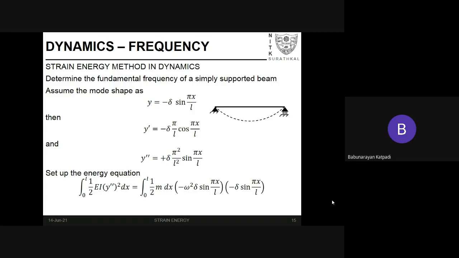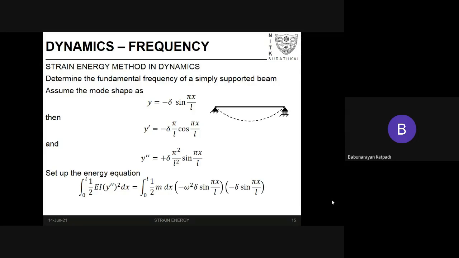So when you assume this mode shape and write the equation, you should honor the compatibility and kinematics. See, what is happening is, you take this as the mode shape. The displacement is 0 when x is 0. The displacement is 0 when x is L, since sine pi is also 0.